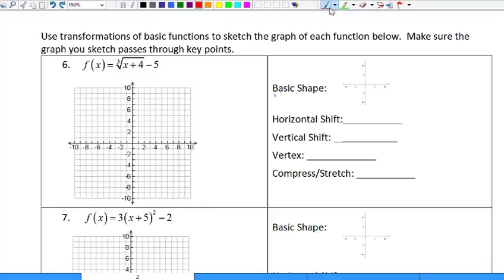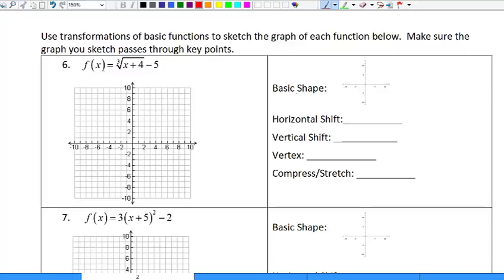Okay, on these next problems, we're trying to use our transformations of basic functions to sketch the graph of each function below. Make sure the graph you sketch passes through the key points. So there's a few things that I'm going to need to know. I need to know the basic shape, horizontal shift and vertical shift, the vertex, and then the compress and stretch.